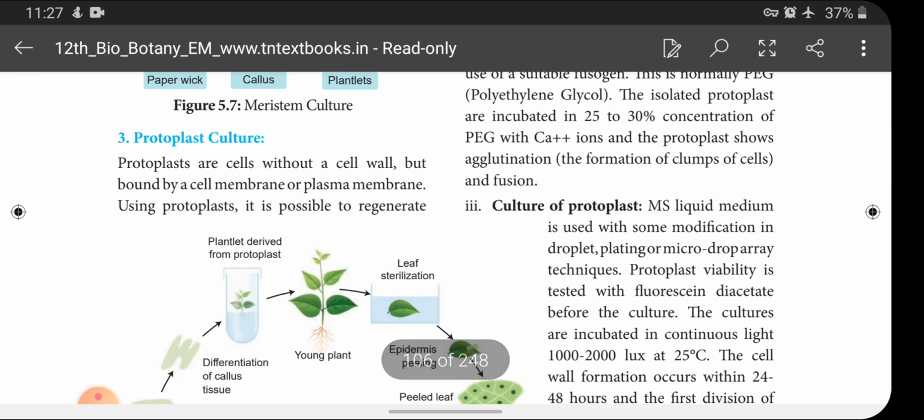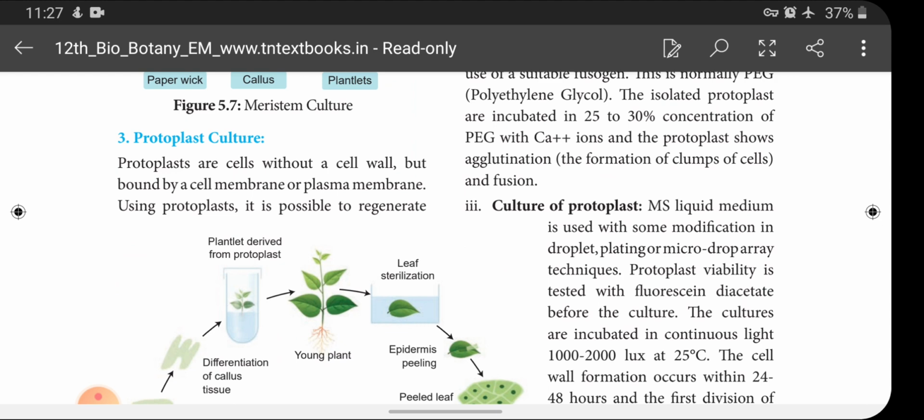And protoplast culture. Protoplasts are cells without cell wall. What is protoplast? Cells without cell wall are called protoplasts, but they are bound by a cell membrane or plasma membrane. So that is called protoplast. Usually a plant cell possesses a cell wall as an outer layer, so protoplast means when the cell does not possess a cell wall but it possesses a cell membrane.